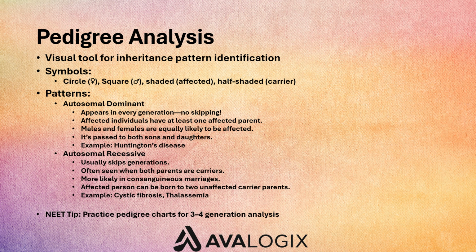Now, if you see a half-shaded shape, it usually means a carrier, especially in X-linked recessive or autosomal recessive disorders. Sometimes you'll also see a double horizontal line between partners. That represents consanguinity, meaning the parents are related, like cousins.